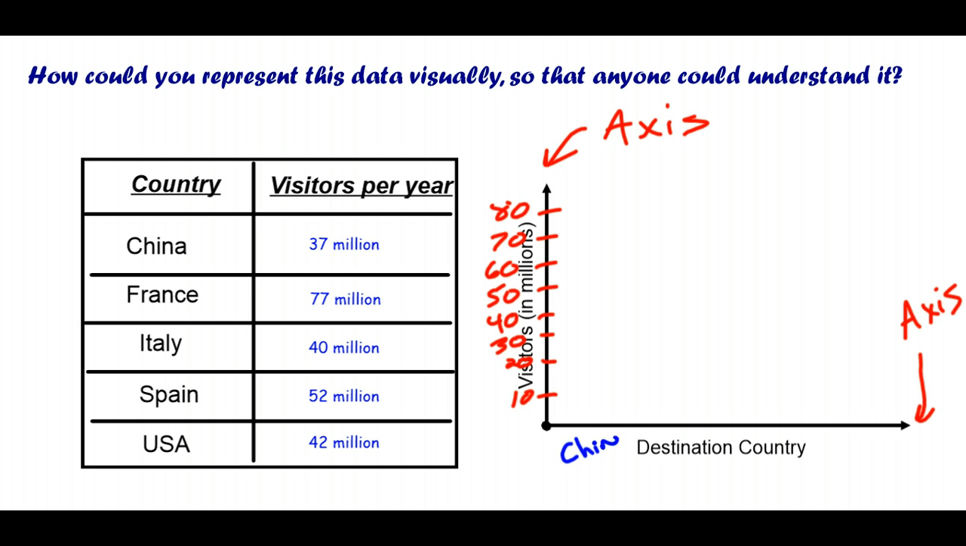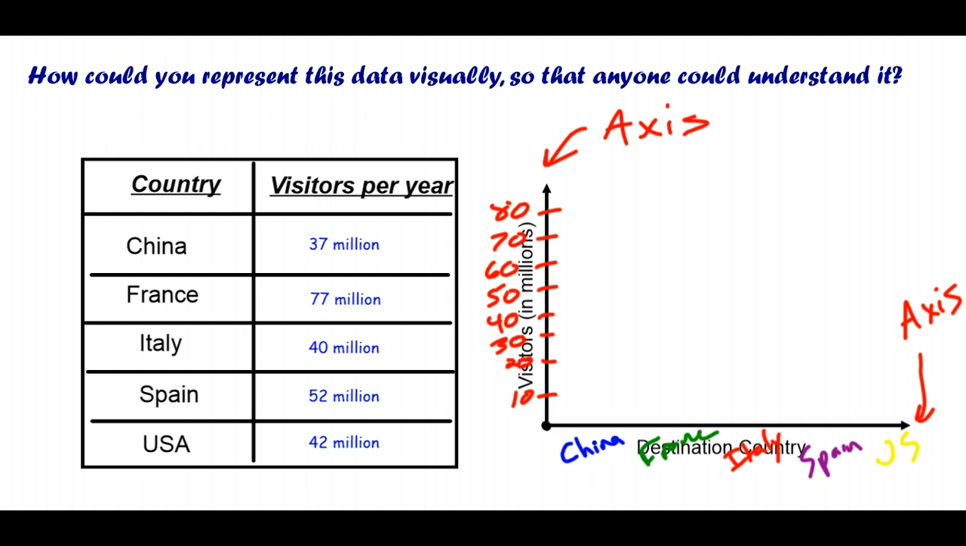We'll have China in blue. We'll have France in green. We'll have Italy in red. We will have Spain in purple. And we will have the US in yellow.